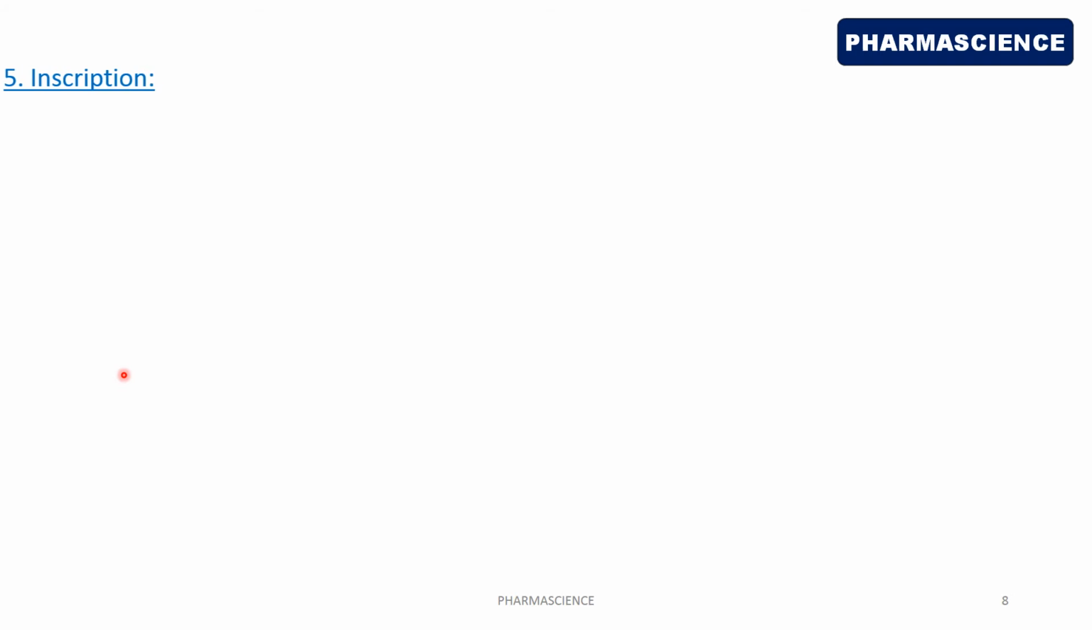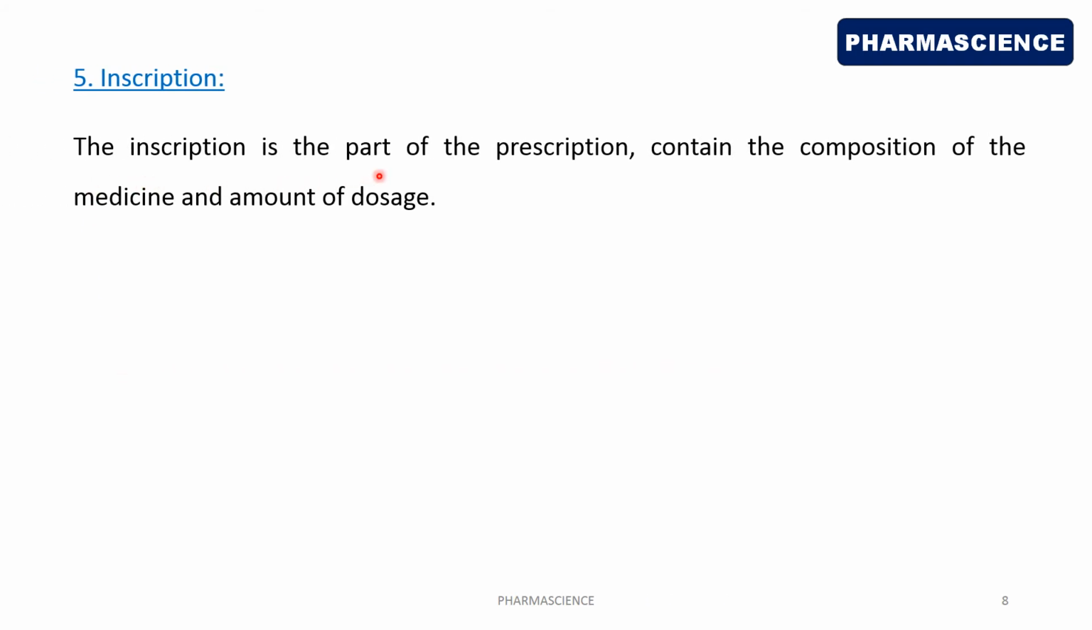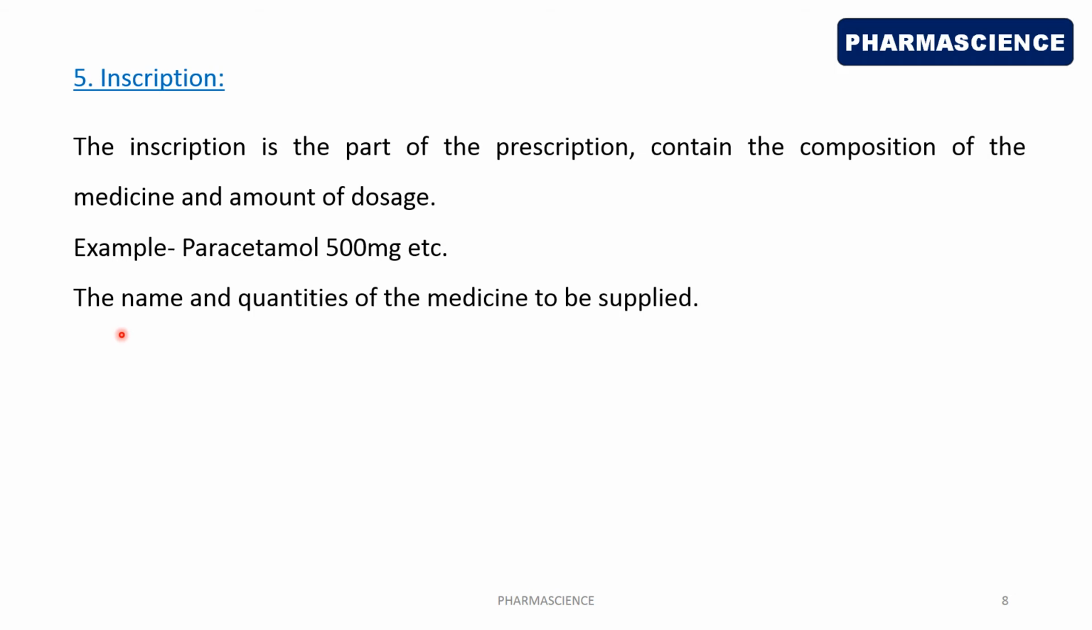Fifth part is the inscription. The inscription is a part of the prescription containing the composition of the medicine and amount of dosage. For example, paracetamol 500 mg. The name and quantity of the medicine to be supplied.